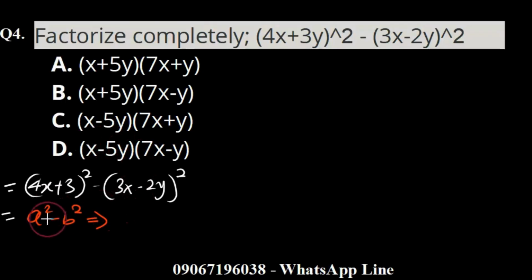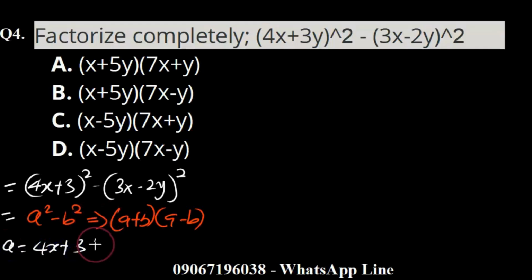If we expand a squared minus b squared, it is going to give us a plus b and a minus b. In this equation, we would like to liken a. So a is equal to 4x plus 3, and our b is equal to 3x minus 2y.